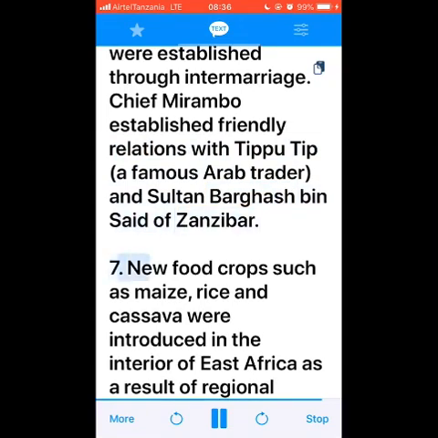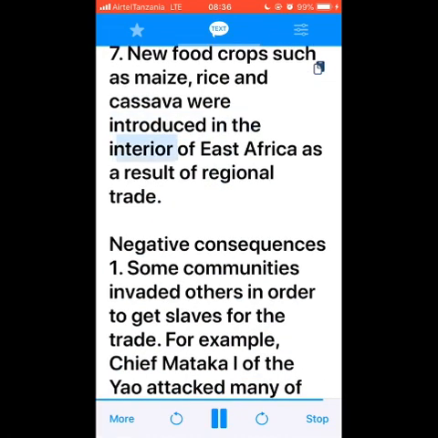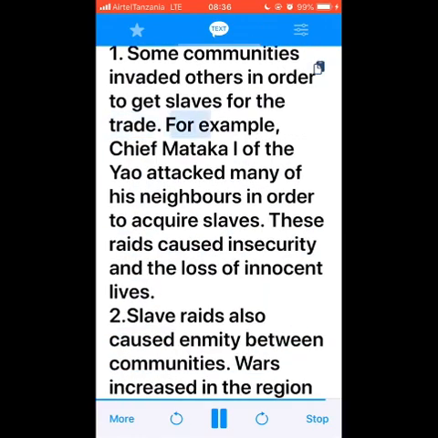7. New food crops such as maize, rice and cassava were introduced in the interior of East Africa as a result of regional trade. Negative consequences. 1. Some communities invaded others in order to get slaves for the trade. For example, Chief Madaka I of the Luo attacked many of his neighbors in order to acquire slaves.